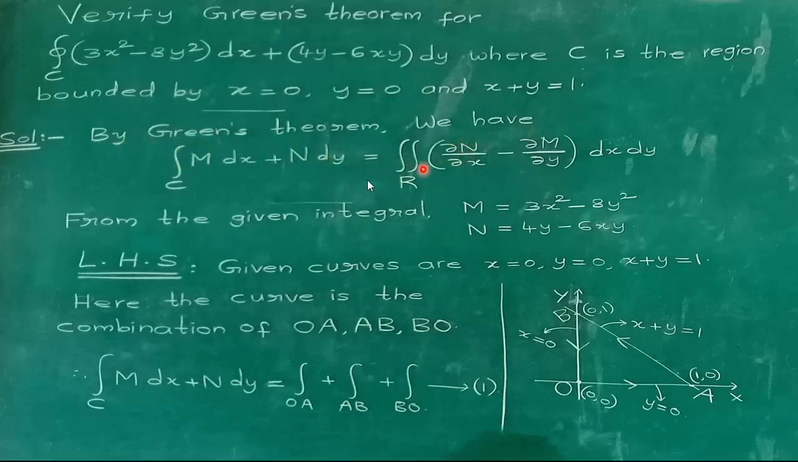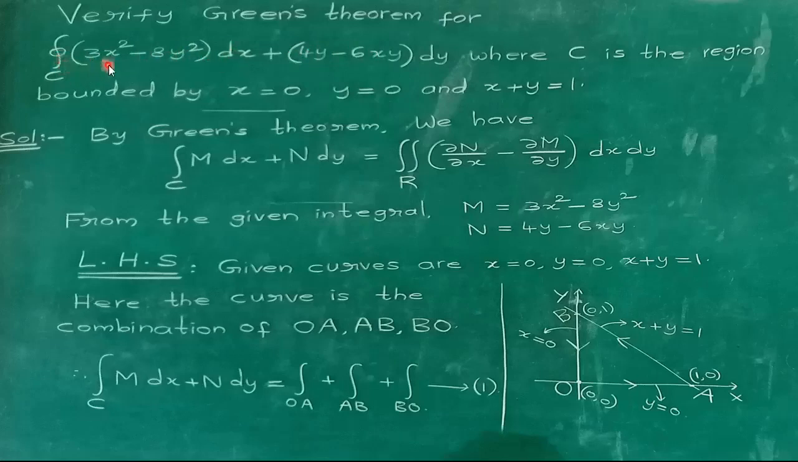By Green's theorem, we have integral C m dx plus n dy is equal to double integral R of dou n by dou x minus dou m by dou y into dx dy. So we have to find both the line integral value and double integral value, right? So first I can evaluate the line integral, then I can evaluate the double integral value, right now. So see here, before that, from the given data, what is the given data? This is the given data.